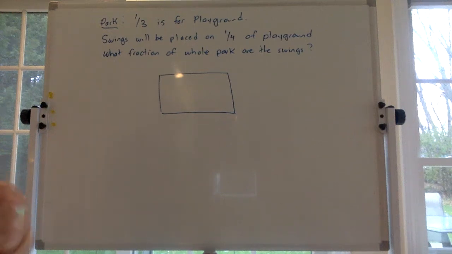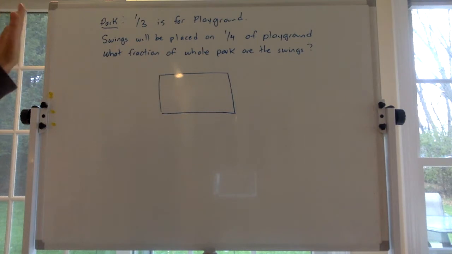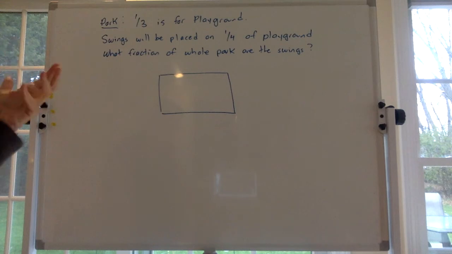Hi everybody, in this video we're going to talk about parks and swings and fractions. So we have a park and a third of that park is the playground. And we want to put swings in the playground and we're going to use a quarter of the playground to put the swings. So the question is, what fraction of the whole park are the swings?